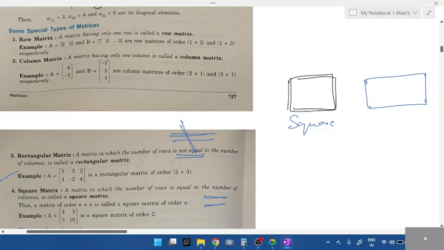Completed? Have you all written it? At least one line, students. So today I'll just have you memorize. When you take the matrix chapter, you should know all these concepts.